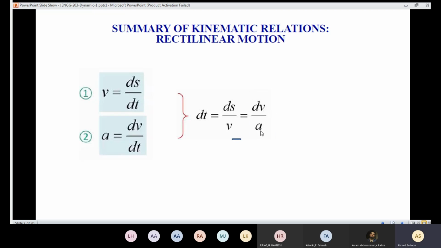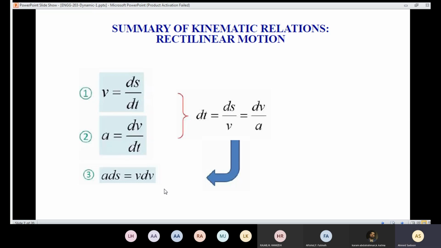So I'm going to rearrange this equation here. I'm going to end up with v dv equals a ds. Like you can see here, this equation depends on the time. Also, this equation depends on the time, while this equation does not depend on the time.